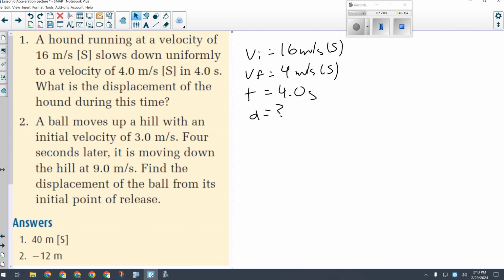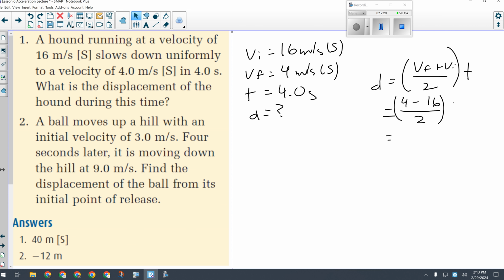So once again, I don't have to manipulate the formula here, it's already set up to solve for D. So D is going to be final velocity plus initial velocity divided by 2 times time. All right, so that's going to be 4 minus 16, divided by 2. So 4 minus 16 should give me negative 12, right? Sorry, that's times 4. Negative 12 divided by 2 is negative 6, times 4.